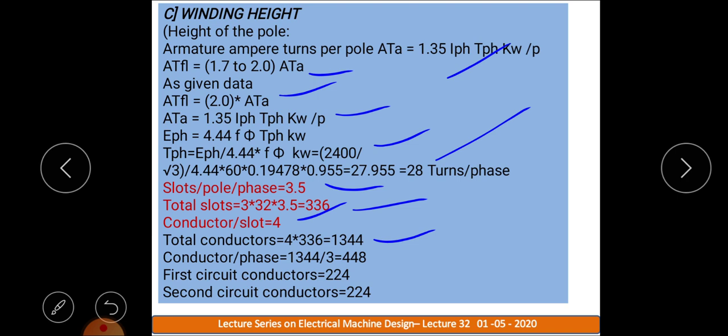So these are provided in the field winding. Conductor per phase we can calculate, 1344 divided by 3, that is 448. The condition given is circuits per phase are 2. So first circuit conductors, we are going to get 448 divided by 2, that is 224, and the second circuit is 224.